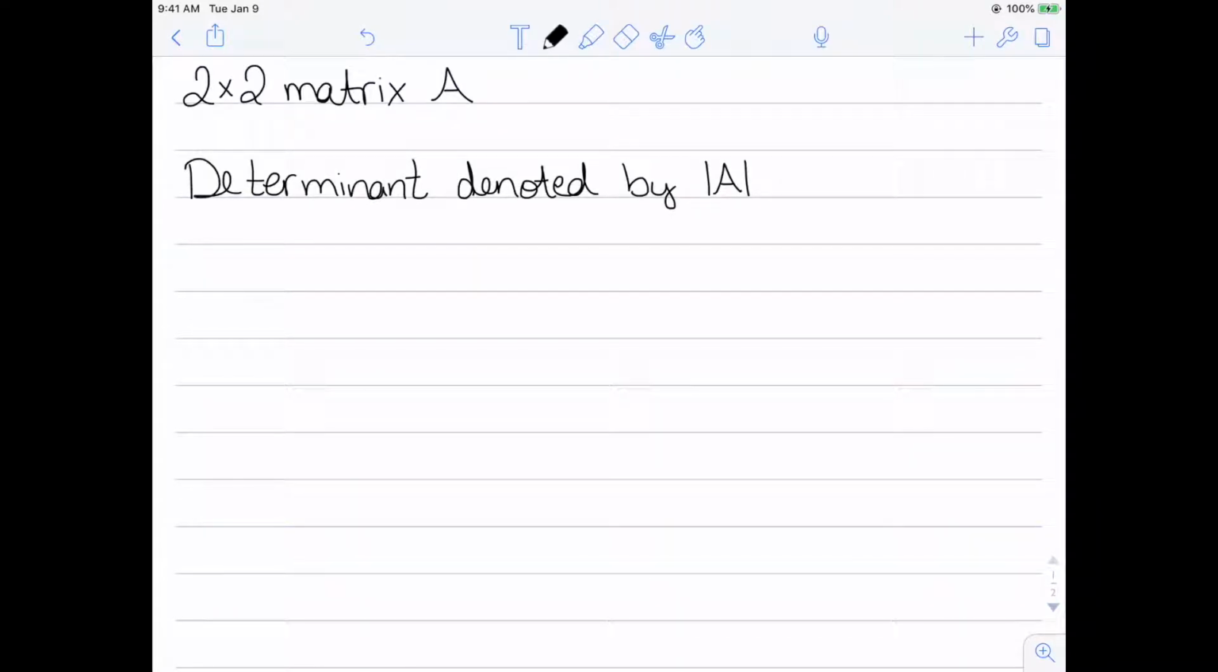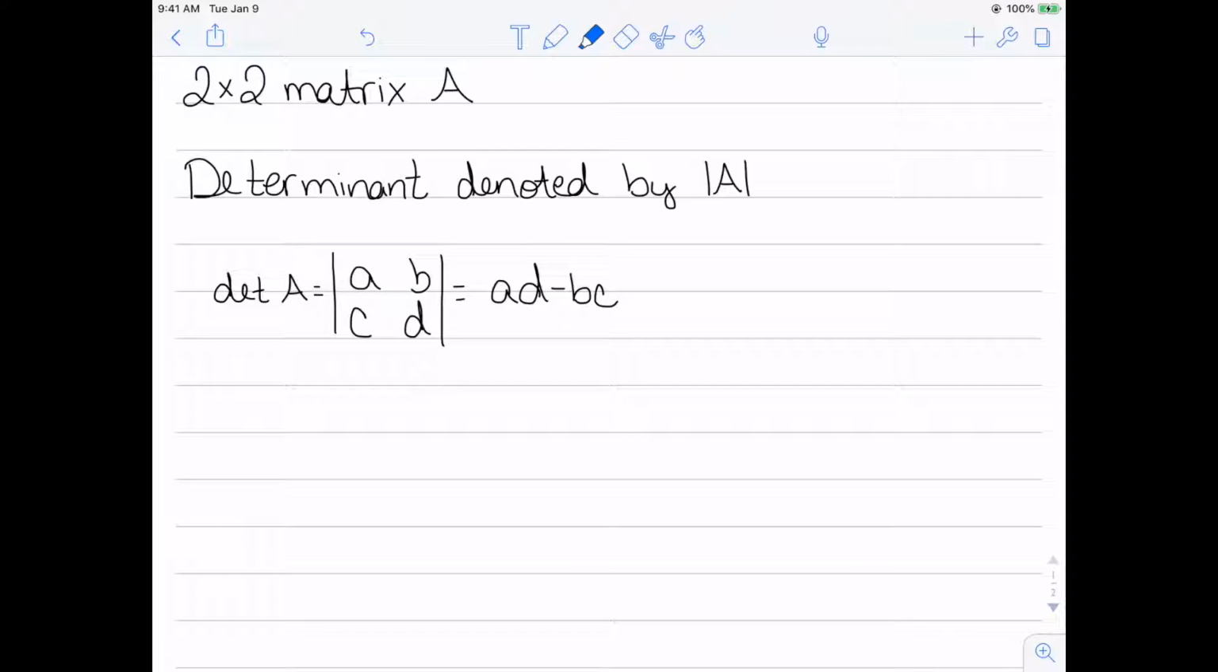The next operation we'll look at on matrices is the idea of determinants. And we'll start with the determinant of a 2 by 2 matrix. The determinant of a 2 by 2 matrix A is going to be denoted with vertical bars around the A. For a generic matrix A, B, C, D, we would use the vertical bars instead of the square brackets around the matrix to denote the determinant.